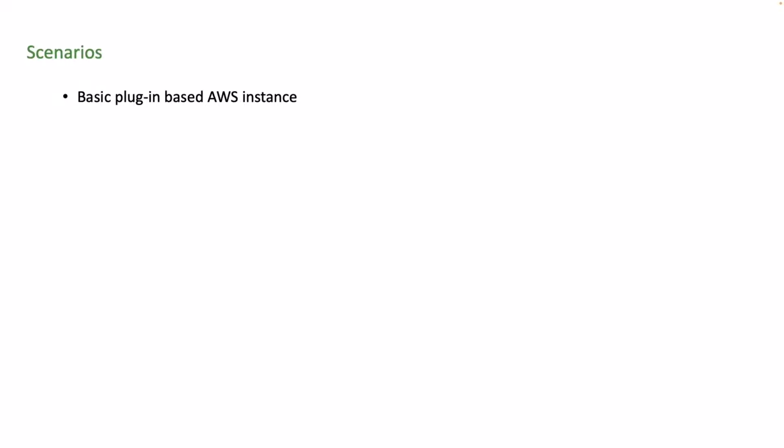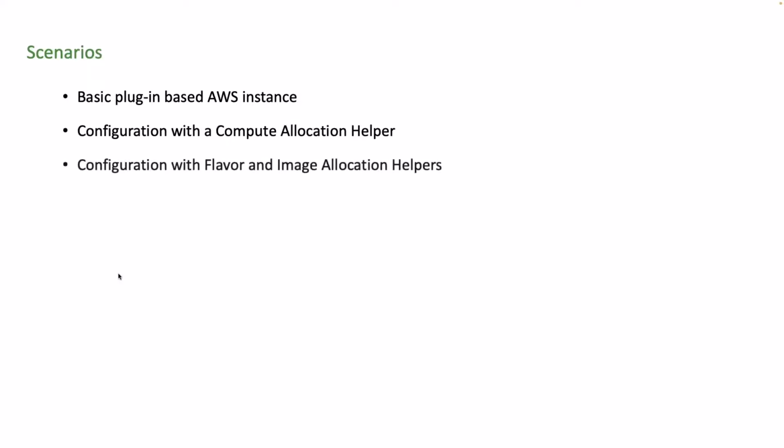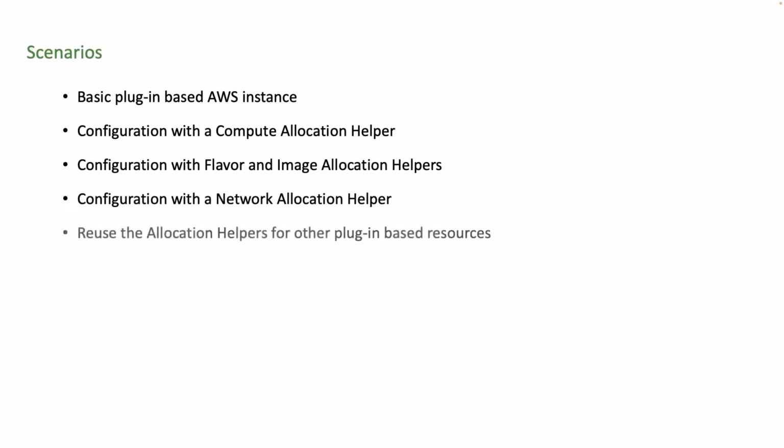After we deploy the basic AWS instance, we'll gradually work on configuring it dynamically using the new location helpers. We'll start with the computer location helper, then we'll add flavor and image helpers, and finally we'll leverage the network allocation. Then we'll reuse all of our allocation helpers to configure another plugin-based AWS instance. We'll also create and attach a plugin-based AWS volume to one of the instances, and we'll use the same computer location helper to configure our volume.